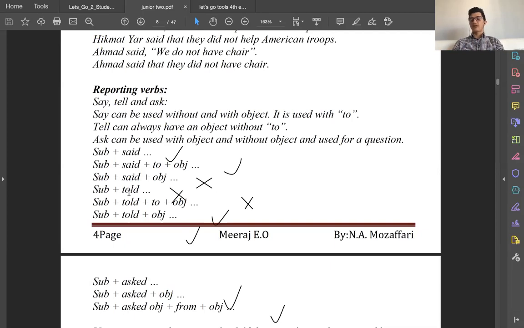And tell, the second form of tell is told. So you can always use an object after that. If you say I told, you told whom? You should use an object after told. And one more thing is that you cannot use to after told. You cannot say I told to you. No need for to, don't make your sentence long. You can use your object directly after told.